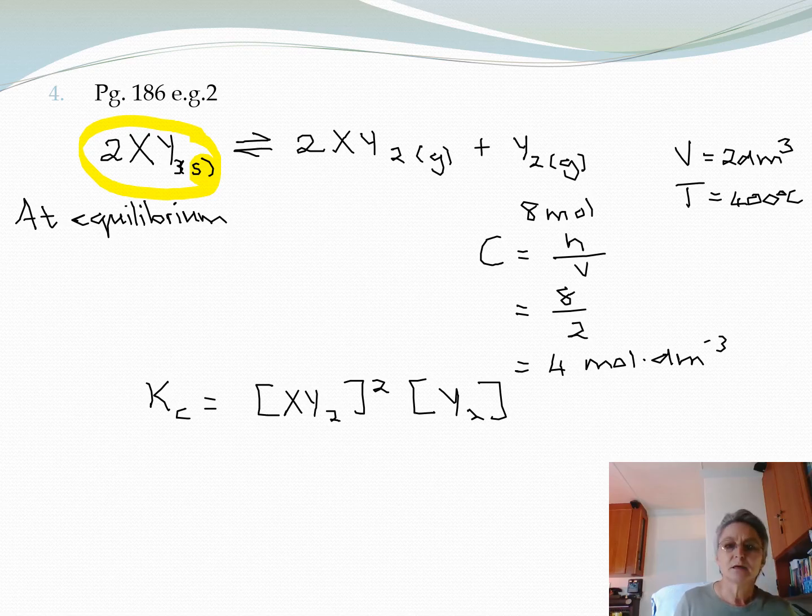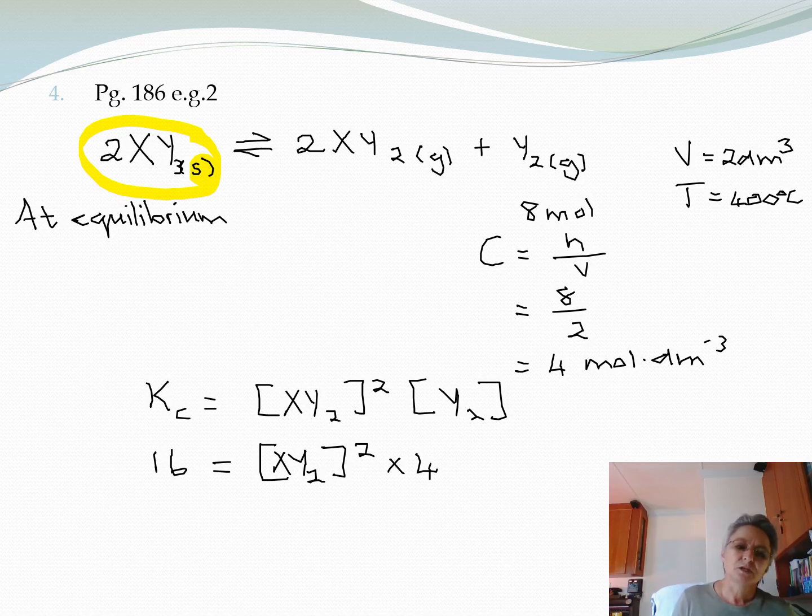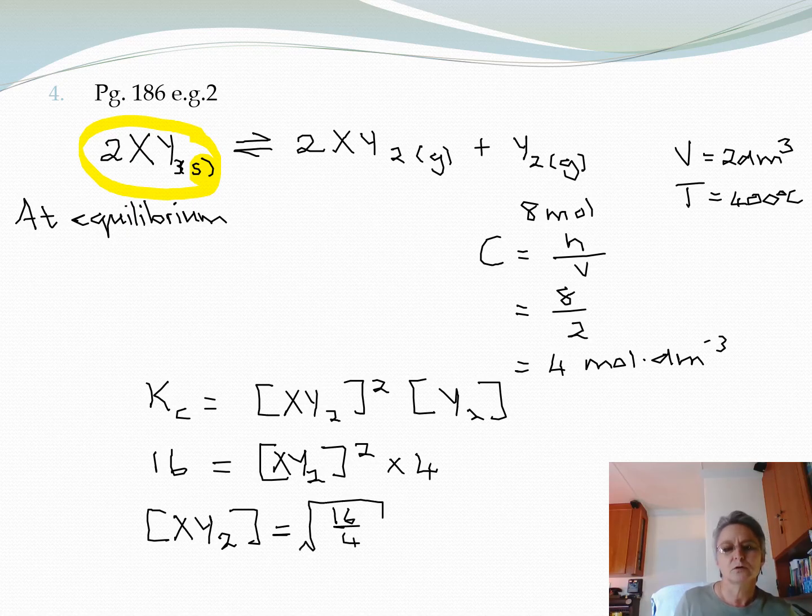They said that Kc is 16, so 16 is the concentration of XY2 squared times 4. We need to do some simple mathematics. XY2's concentration squared is 16 divided by 4, which is 4. The square root of 4 is 2 mole per cubic decimeter.